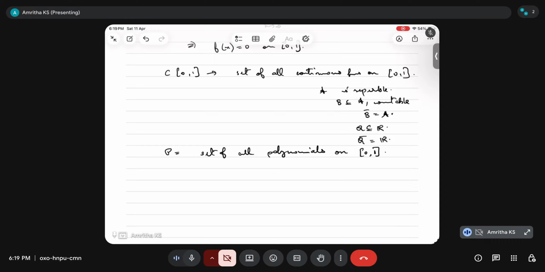Yeah, the set of all polynomials on [0, 1]. Then if we take the closure, here by closure we mean those functions that are uniform limits of polynomials. Okay, here the closure. So here, just try to see what is meant by closure here.